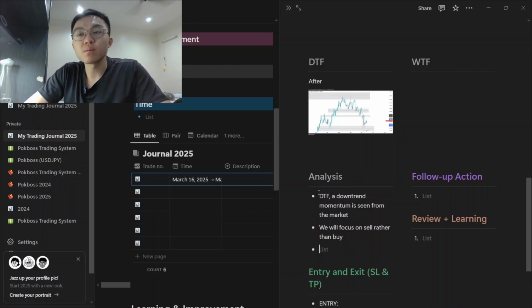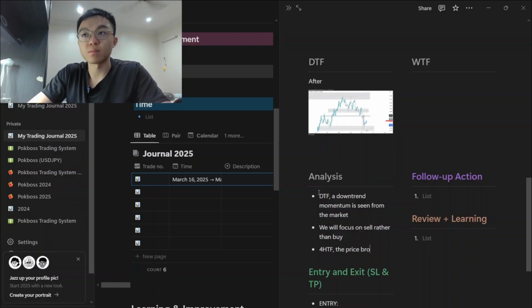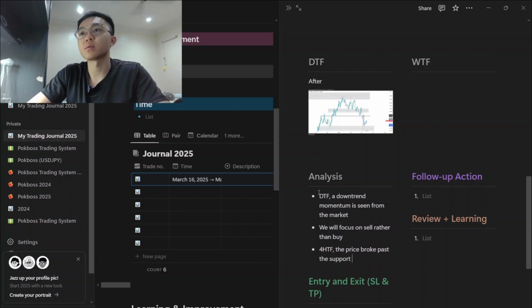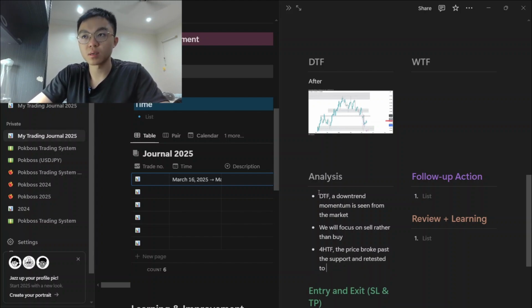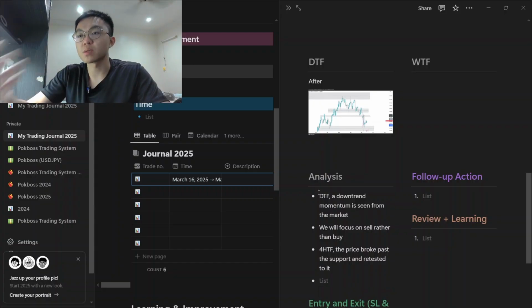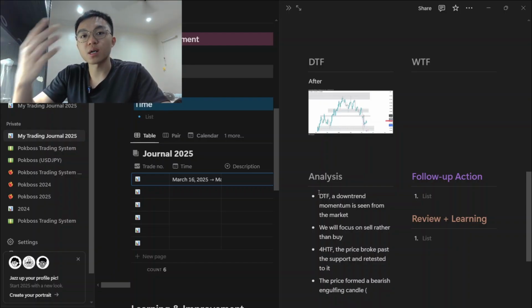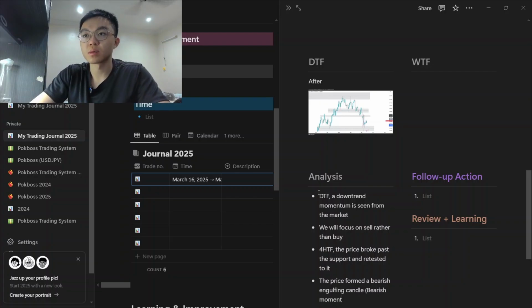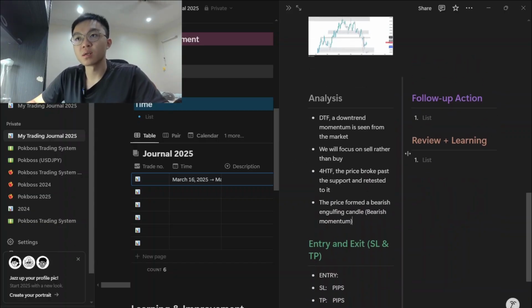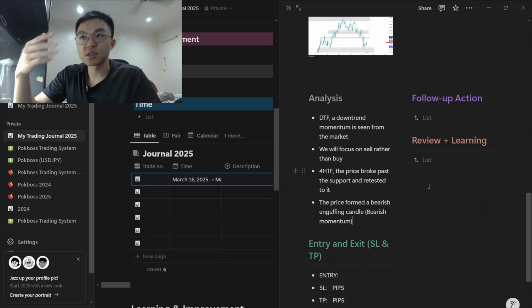Okay, now the next thing, maybe you can see that in the 4 hour time frame, the price broke past support and we tested it. And then after that, what comes afterward, the price forms a bearish engulfing candle. So this is a sign of bearish momentum, a signal for me to enter a trade. Okay, basically this is how you analyze the trade. This is just an idea of how you put the analysis here. Okay, so it is all dependent on you.